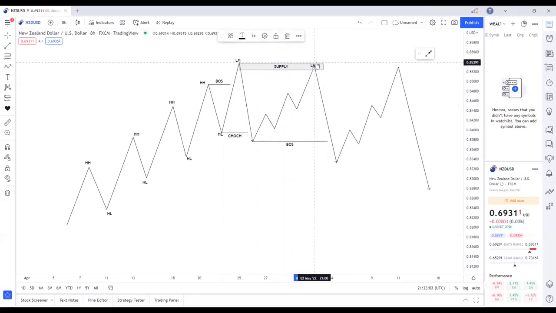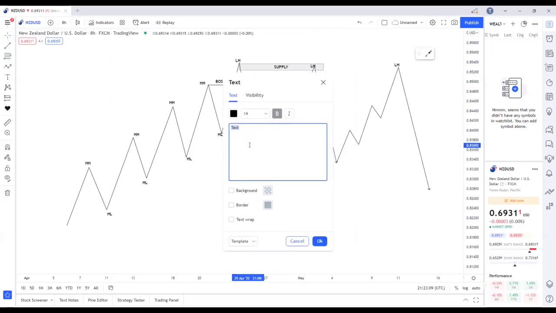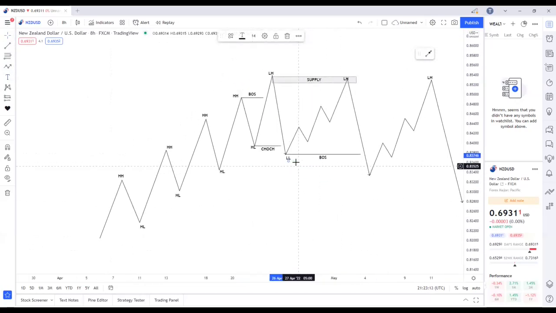Our lower high, then we're going to have another lower high here. So now we're going to have our lower low from here, our lower low, our lower low, then our lower low, and then we're going to have a new lower low at this range here.